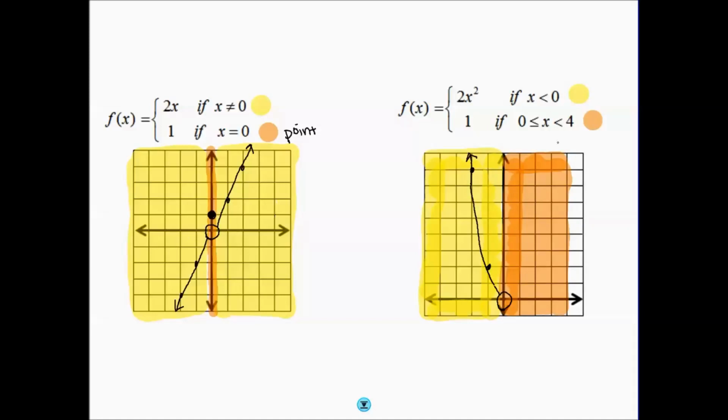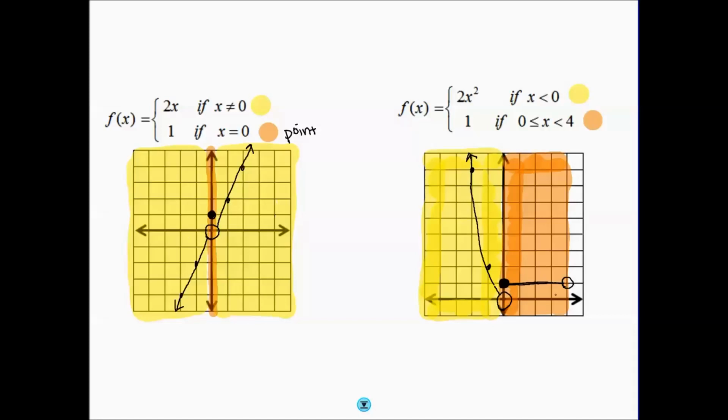Then my second equation is y equals 1. So that is going to be a horizontal line. Since I have a less than or equal to symbol at 0, that'll be a closed circle. And then I have just a less than on the other side, so that's going to be an open circle. And then a horizontal line between them.